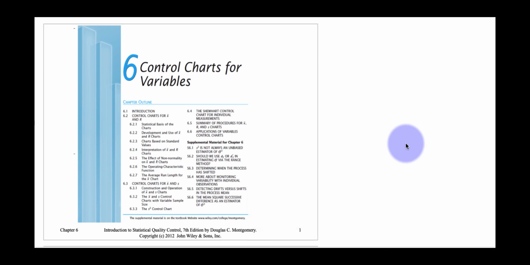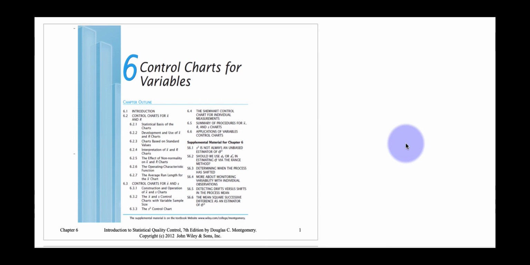Hello everybody, this is lecture 4 and it is chapter 6 in the textbook, control charts for variables. And we are going to have chapter 7, it is control charts for attributes. There is a clear distinction between the control charts for variables and control charts for attributes because there is a difference between the data types in both cases.